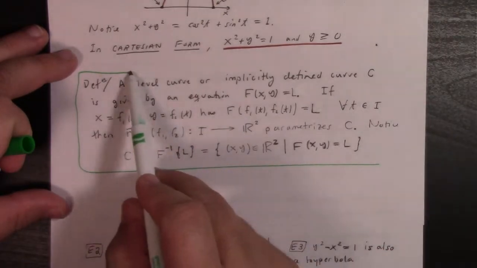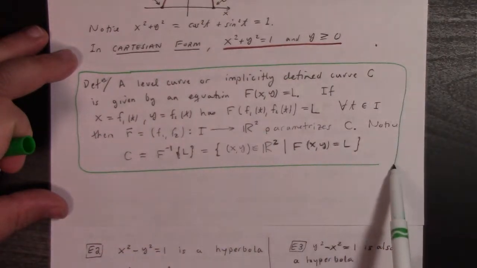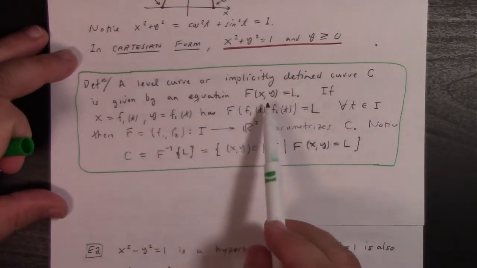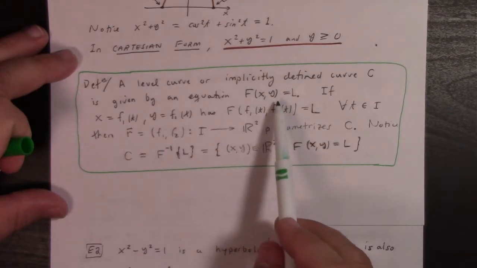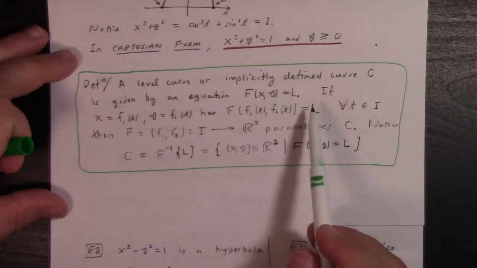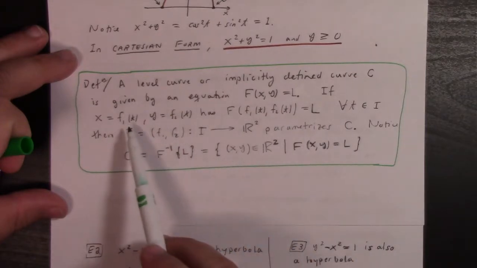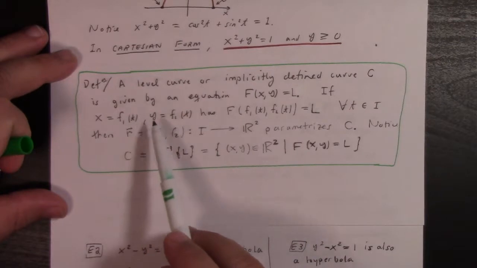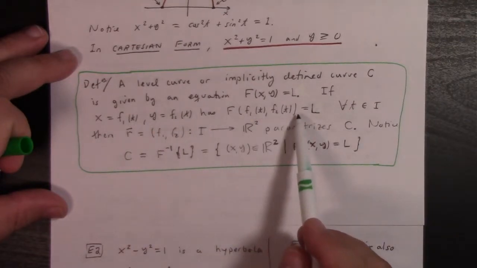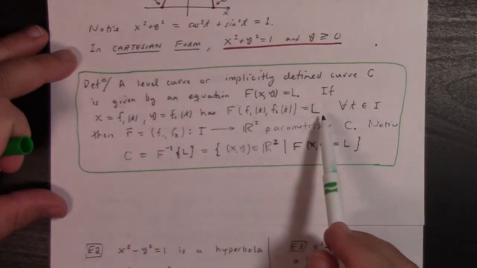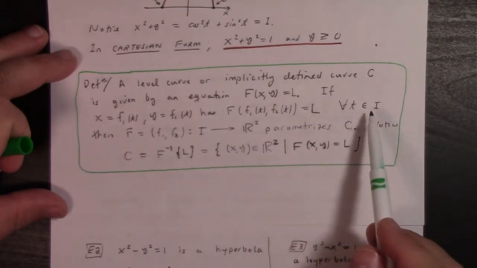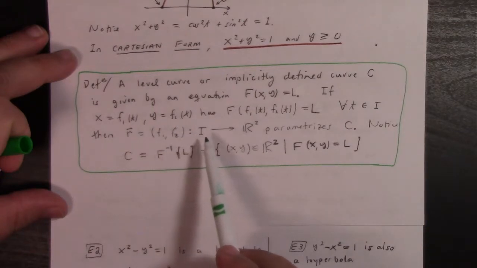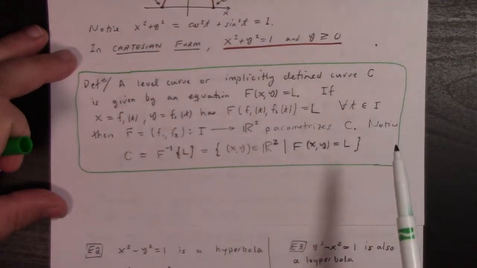Another concept that's useful for this discussion is the concept of a level curve. A level curve, or implicitly defined curve C, is given by an equation: some equation f of x, y equals L. To connect these two concepts, suppose we have x equals f1 of t and y equals f2 of t, such that when we plug those parameterizations for x and y into the equation, we solve the equation for all time in the parameterization. Then this pair of functions parameterizes the level curve.